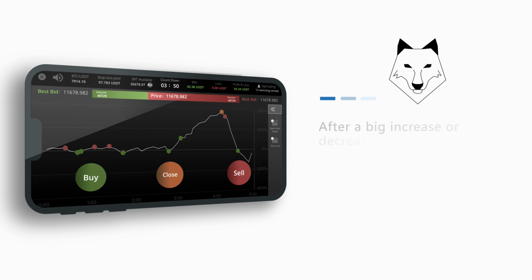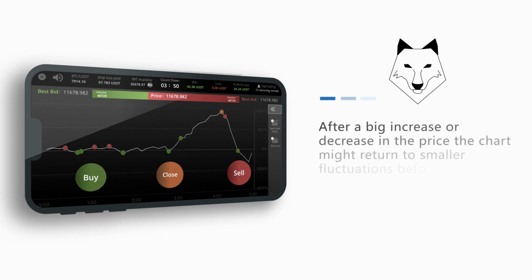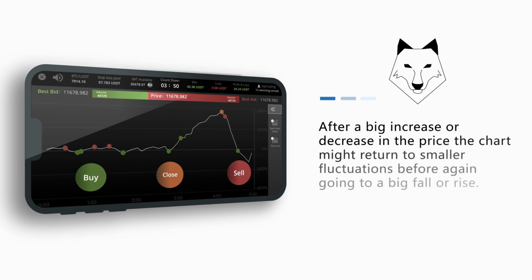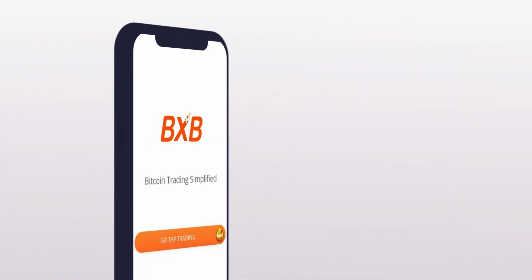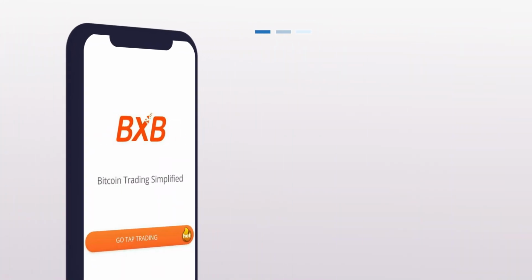After a big increase or decrease in the price, the chart might return to smaller fluctuations before again going to a big fall or rise. If you can switch between the bee strategy and the whale strategy, then you have a better chance of capturing all trades. Tip: know when to change strategy.